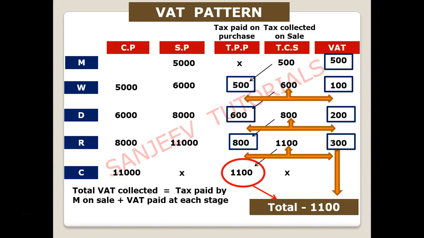Customer pays in the end rupees 1100 to the retailer, and you note, the customer in the end is not going to get anything from someone else. So finally the whole VAT procedure, the whole money that goes to the government, is finally paid by the customer.